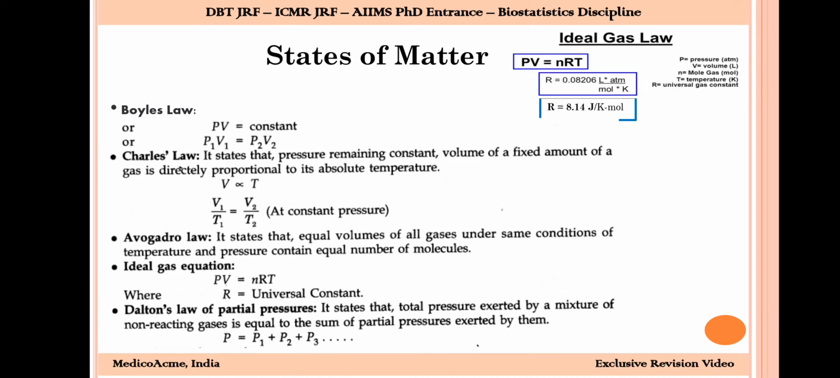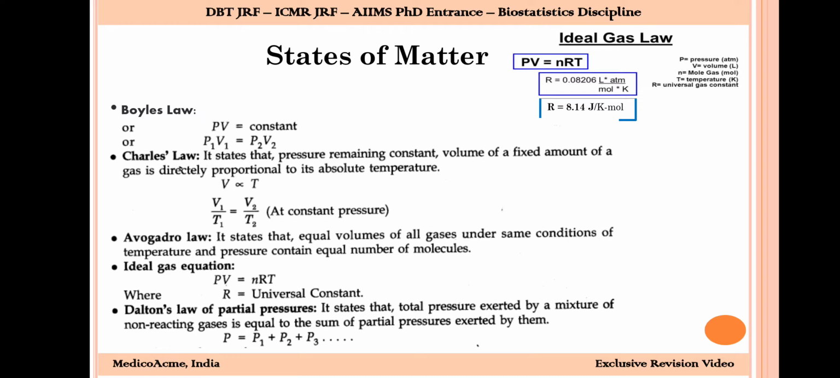So guys, let's move toward the states of matter. States of matter is governed by the ideal gas law, PV equal to nRT, and all the symbols are written, which most of you know. Here the gas constant is important. It has a value of 8.314 joule per Kelvin per mole, or in liter atmosphere it is 0.08206. Please remember these values.